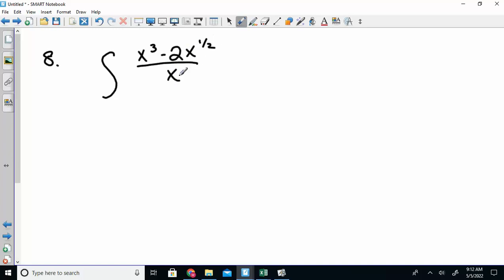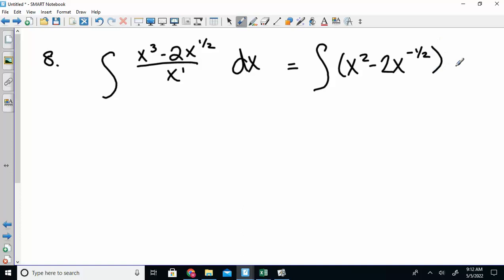It's a 2 square root of x, that's like 2x to the 1/2 over x dx. Simplify first. We've done these. And we said, okay, if you have an x on the bottom, it's like dividing each of those by x. So subtracting their powers. So that's x squared minus 2x to the negative 1/2 dx.